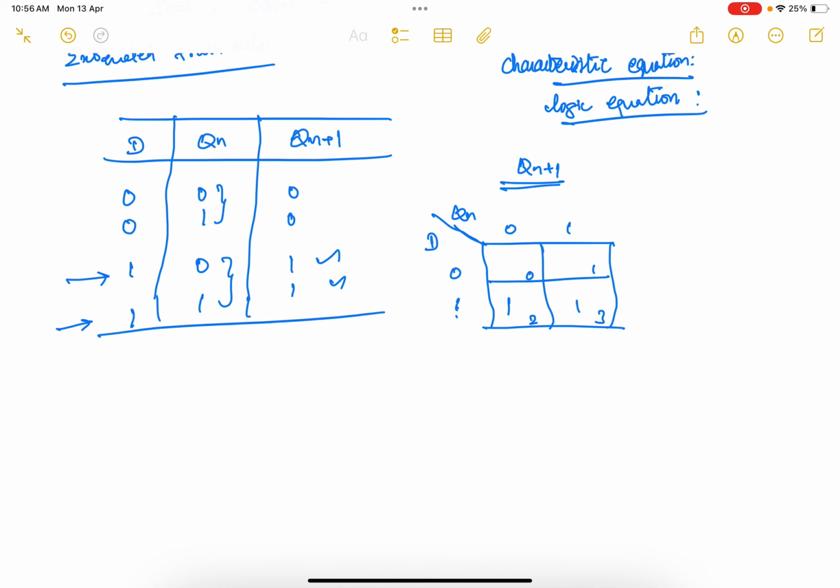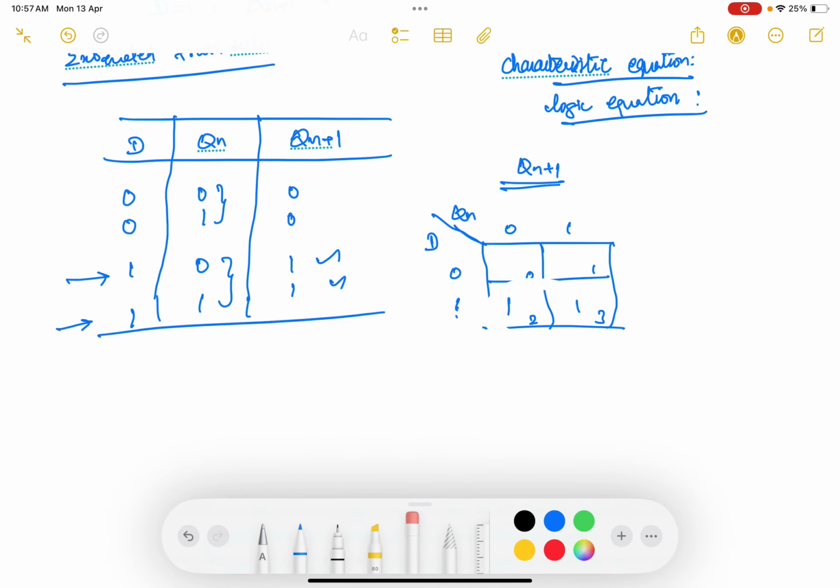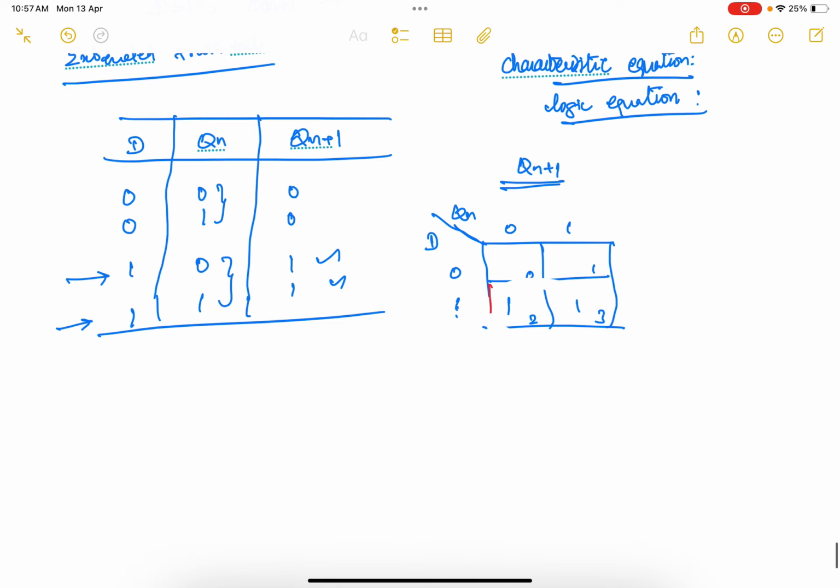So now if D equal to 1 and Qn equal to 0, we will have your next state 1, and similarly when D equal to 1 and Qn equal to 1, I am having my next state 1 here. So automatically we will have a structure this way. I am going with the red color for better understanding. So if you see, I will be combining like this.